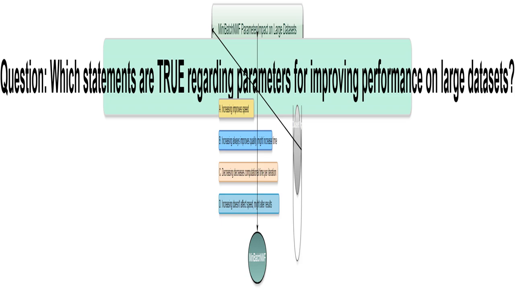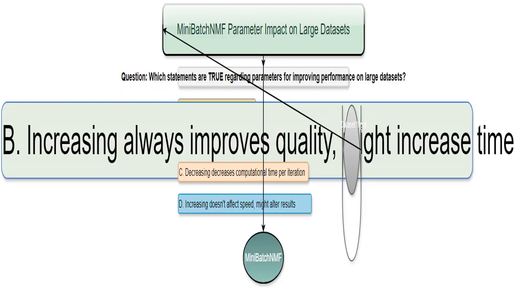This line presents the central question of the quiz: which statements accurately describe the effect of altering different parameters in the MiniBatchNMF algorithm? I'm looking to identify the true statements regarding how those parameters impact processing speed and quality of results on large datasets. This statement is about the parameter MAXITER, maximum number of iterations.